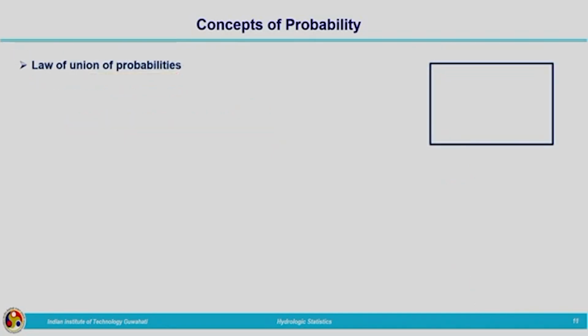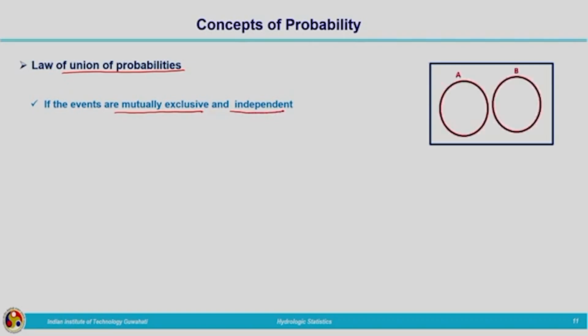Now, based on the principles which we have seen before, law of union of probabilities can be written in different cases. If the events are mutually exclusive and independent, that is, the events can be represented by means of Venn diagram, event A and event B, these are mutually exclusive and independent, then we can write P of A intersection B is equal to 0. From the figure itself, it is clear that A intersection B is 0. So, our P(A union B), P(A or B) will be taking the form PA plus PB.